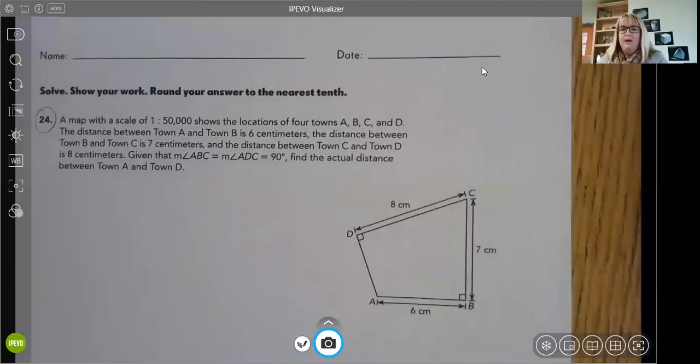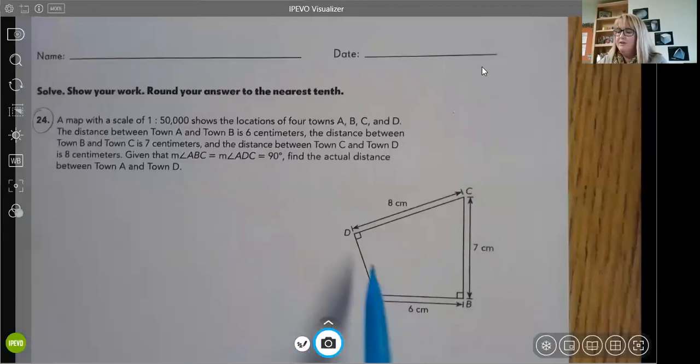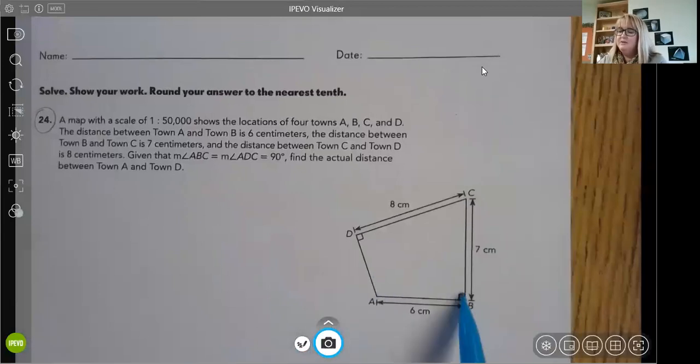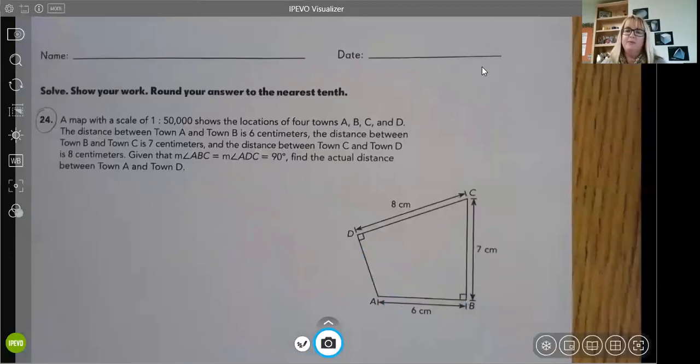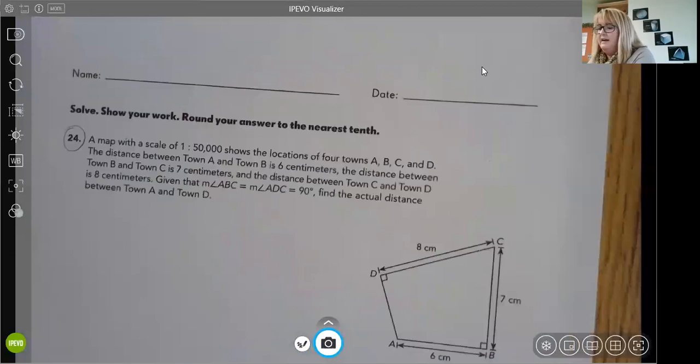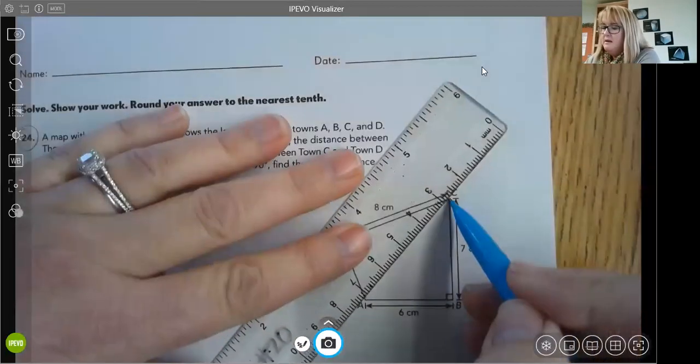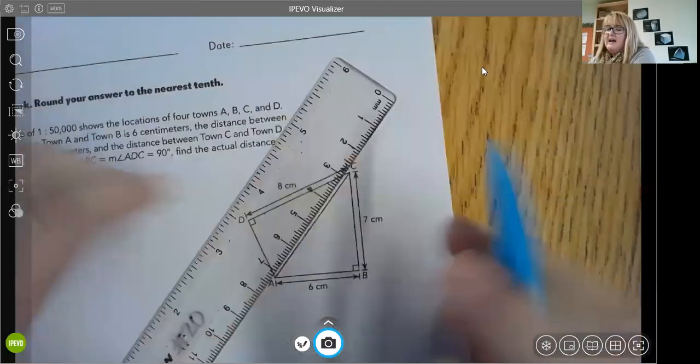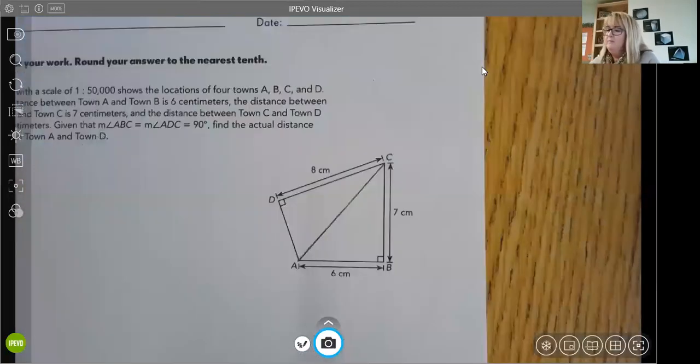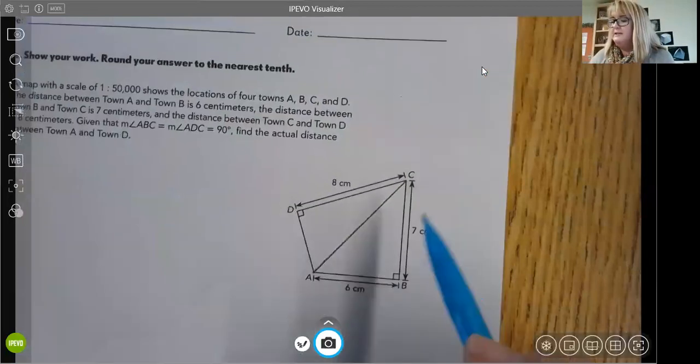All right, so all of this is labeled. They told us that these two angles are right angles. Since we are working with the Pythagorean theorem, it makes sense that we need right triangles. Now, if I draw a line from C to A, then I have divided my figure into two right triangles.